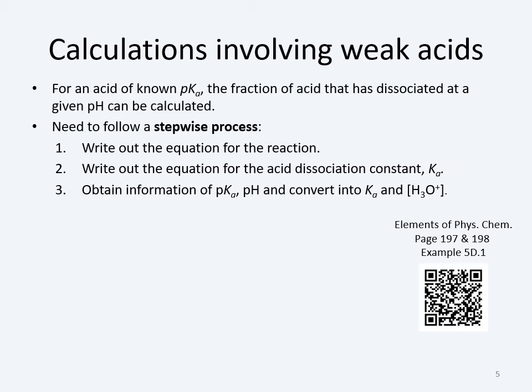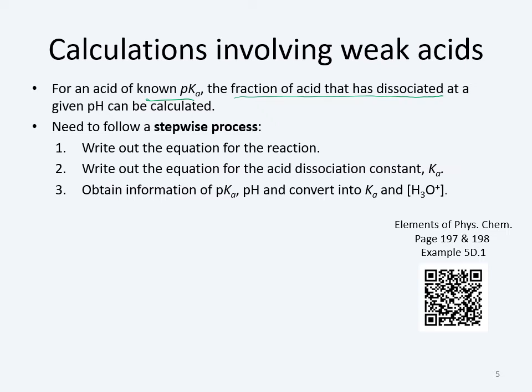So to finish this screencast, I want to go through a worked example of a calculation that involves a weak acid. This is something whereby we can calculate the strength of the acid, or we can calculate the fraction dissociated. We start with an acid of known pKa, and we want to find the fraction of acid that's been dissociated at a given pH. In order to do this, we need to follow a stepwise process, and this stepwise process is pretty clear.